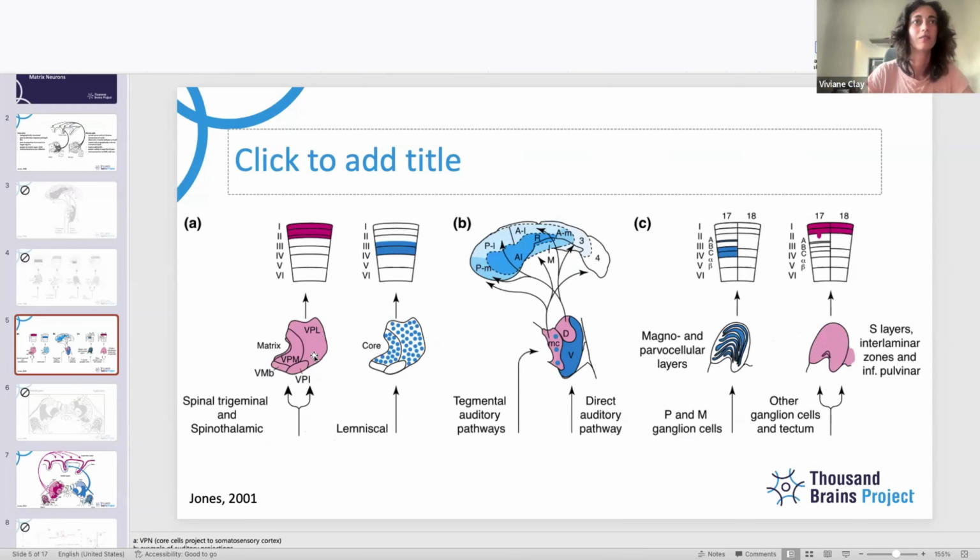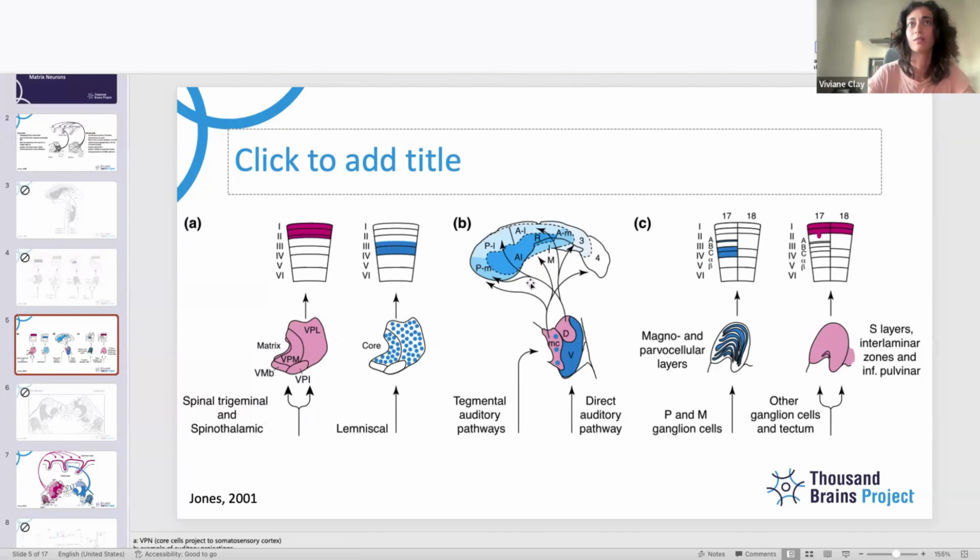But yeah, basically here's some examples showing that the matrix cells, this is VPM, project to the somatosensory cortex, layer 3, 4, and then the core cells project to somatosensory cortex. And then the matrix cells are basically everywhere and get input from different sources and project to the upper layers.